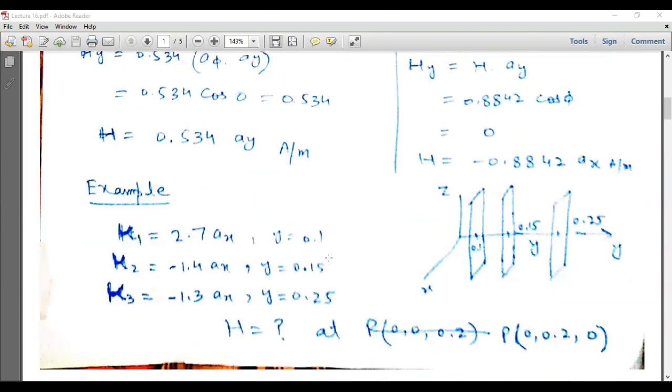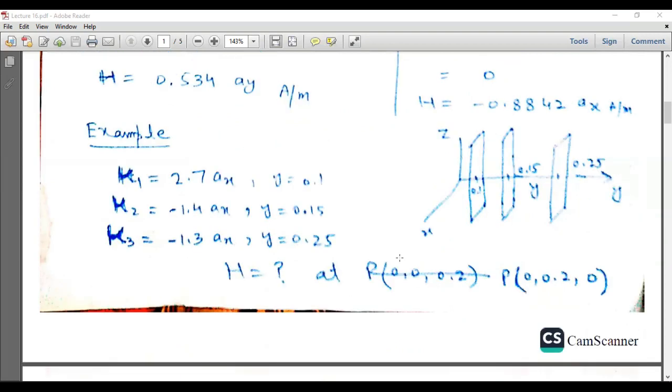Okay, so let's solve another example. In this example we are given three sheets carrying surface currents: K1 equal to 2.7 ax at this location, K2 equal to minus 1.4 ax at the second location, 0.15, and K3 equal to minus 1.3 ax at y equal to 0.25. All these sheets are carrying current in the ax direction, and we have to find the magnetic field at P (0, 0.20).